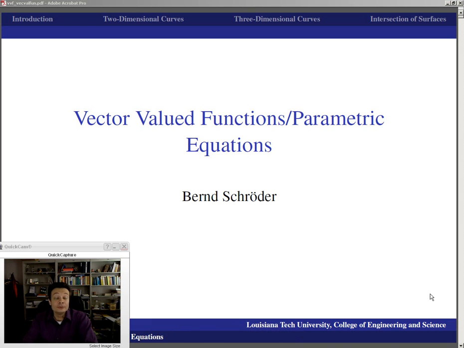Well, we are ready to track objects in three-dimensional space, and vector-valued functions, respectively parametric equations, which are two sides of the same coin, are exactly the tool to do that. And so in this presentation, we're going to talk about these objects, and the main goal really is to firmly establish the visualizations for these kinds of entities.